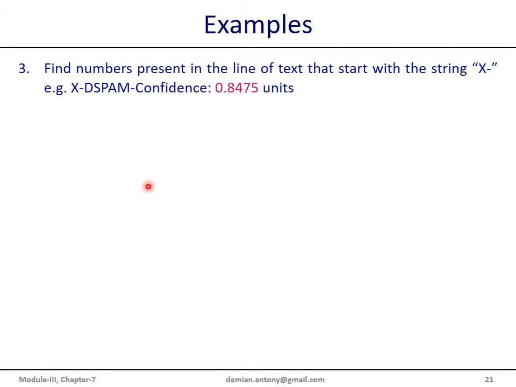Third program: extract the floating point number, something like this, from the line of text which starts with capital X hyphen. How do we write the regular expression? We first have to match X hyphen. That means X hyphen must be found at the beginning of the text.